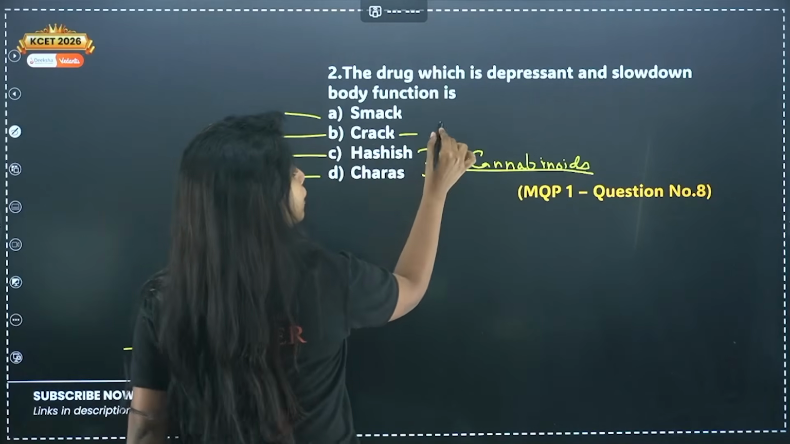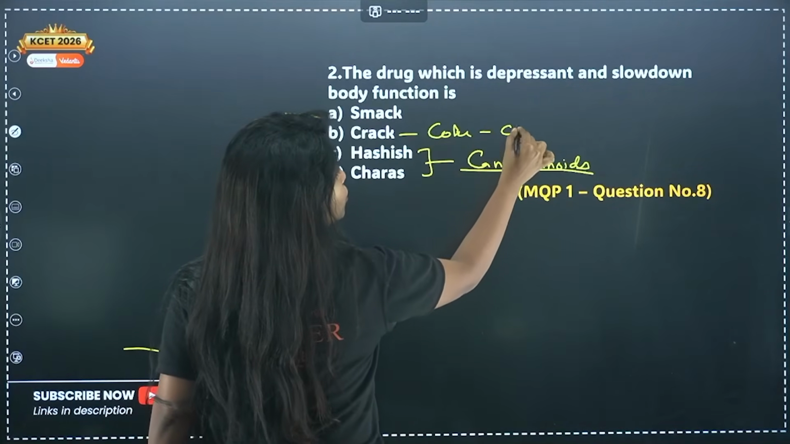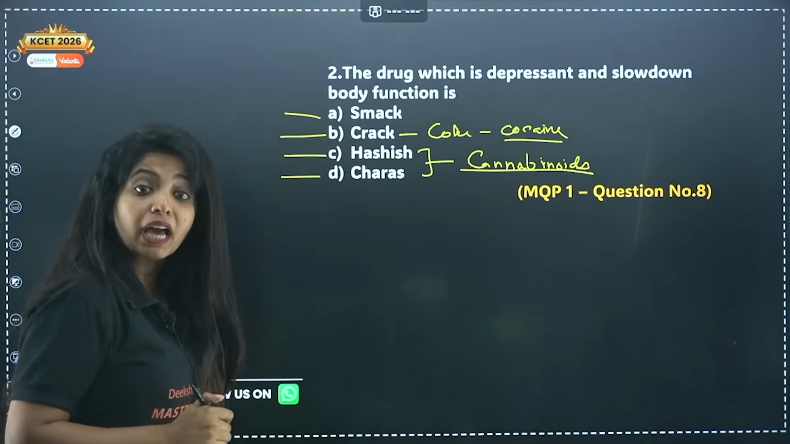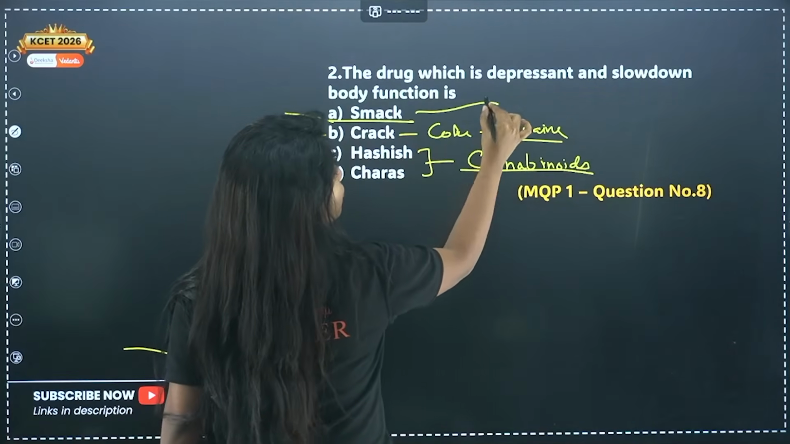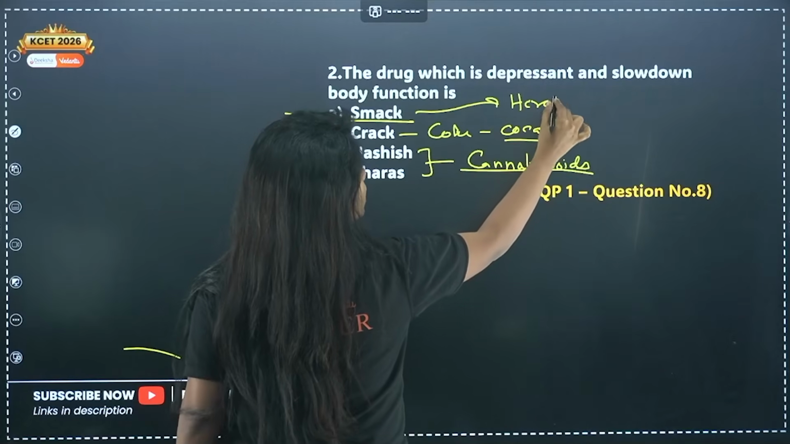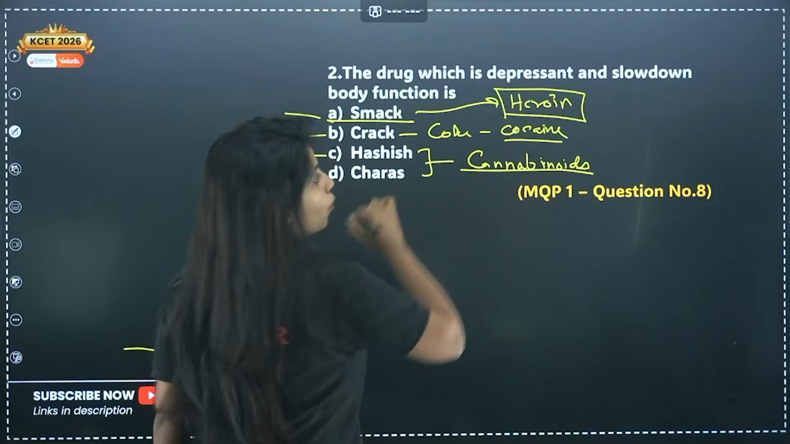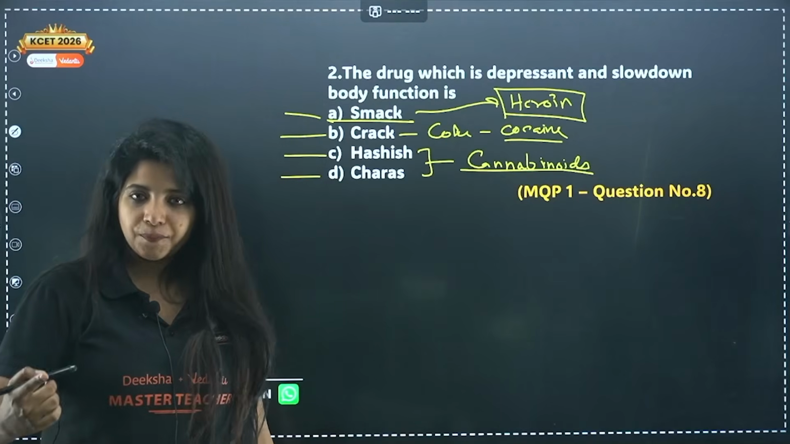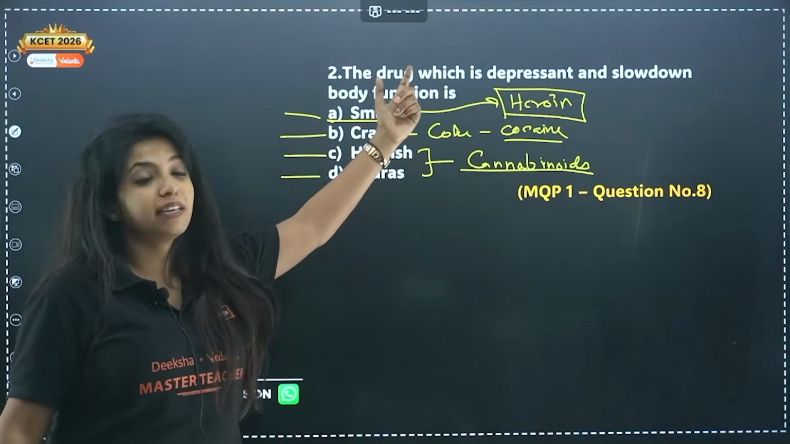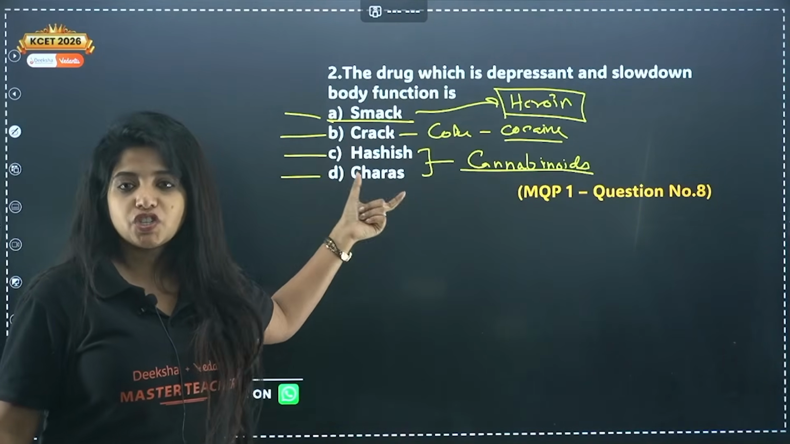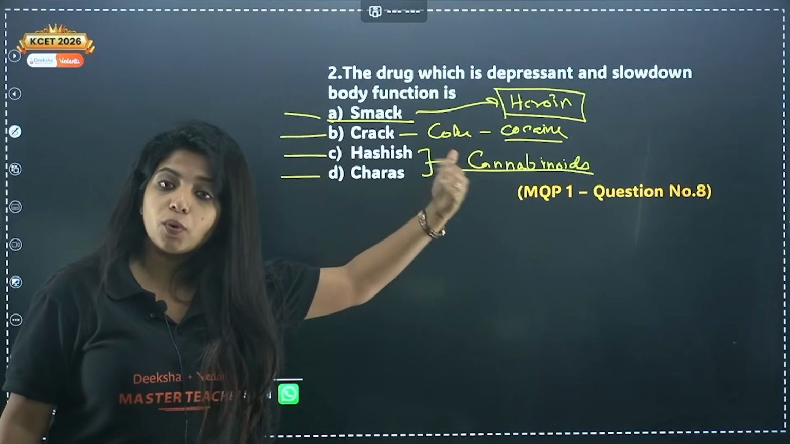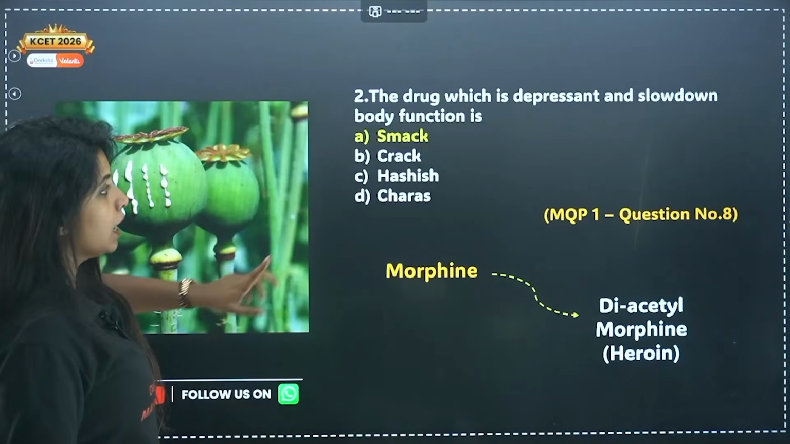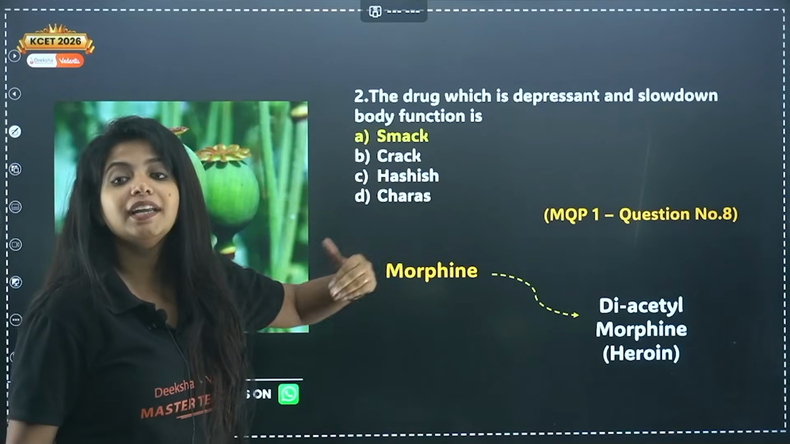Crack is the other name for coke, or you also call this cocaine, which is again a different form of drug. Now smack is the other name for one very important drug, which is heroin. So heroin's other name is smack. Coke or crack is the other name for cocaine. Hashish and charas come under cannabinoids, a whole different category of drugs. So over here you need to know one very important thing. Where do you get smack, where do you get heroin from?